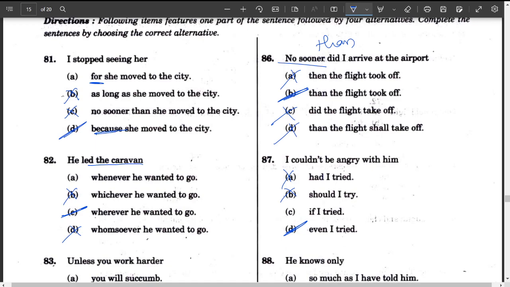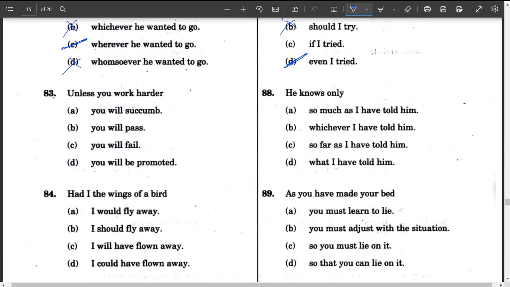Okay. Next one. Unless you work harder, you will succumb, you will pass, you will fail, you will be promoted. See, succumb, pass, promoted. These come as a positive case. Unless you work hard, you will fail. That means a kind of condition. If you don't work hard, you will fail.